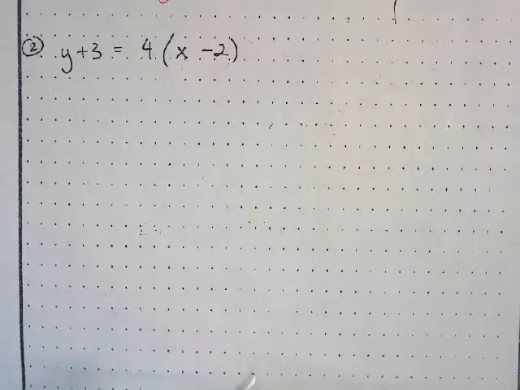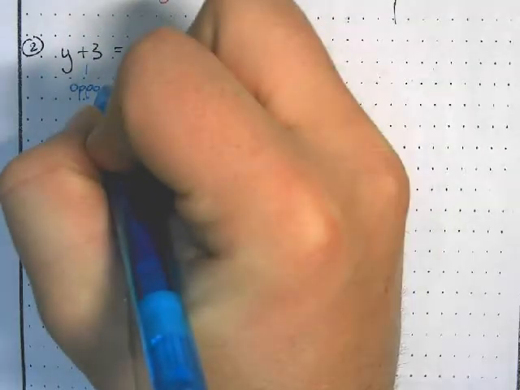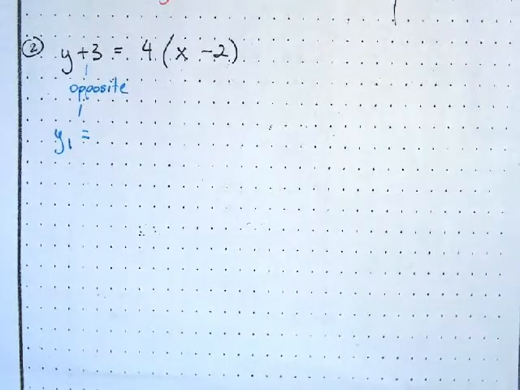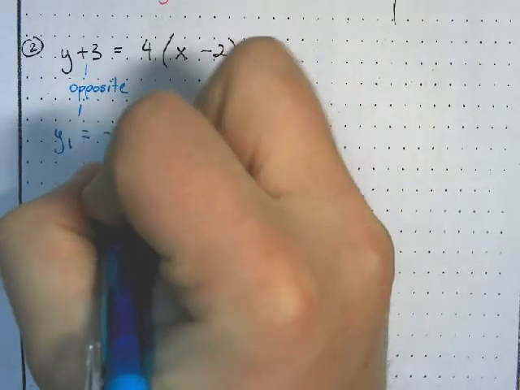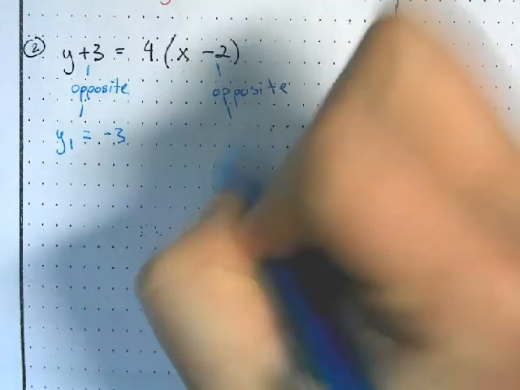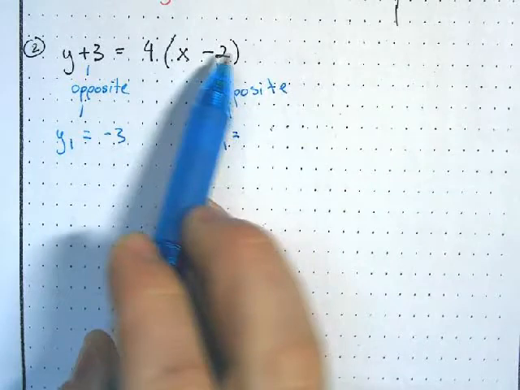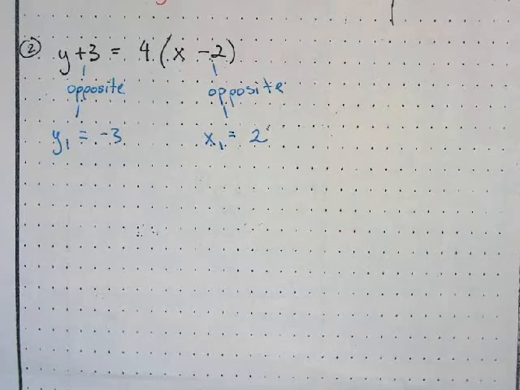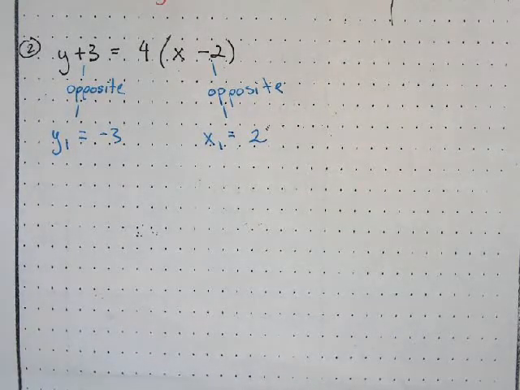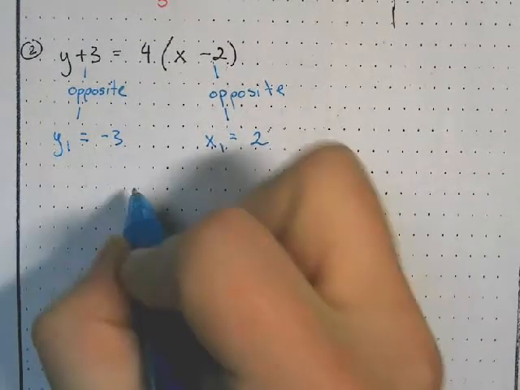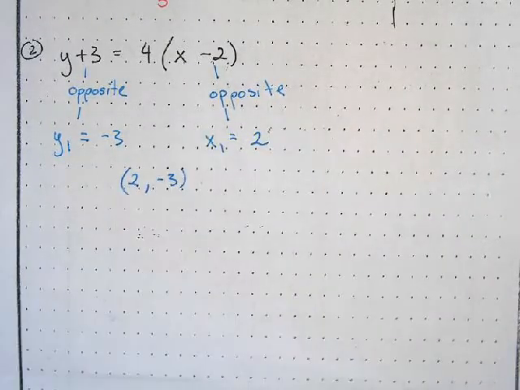So the first thing we want to do is identify our point. So remember, we take the opposite. So the opposite of +3 would be my -3. So y1 equals the opposite. So that'd be -3. Opposite for my x value, and that would be x1 equals, well, the opposite of a negative 2 is going to be positive 2. So we have our x1 comma y1 is going to be 2 comma negative 3.